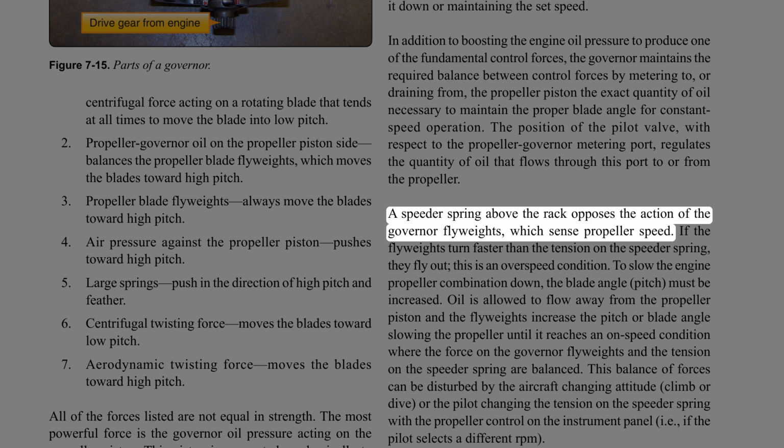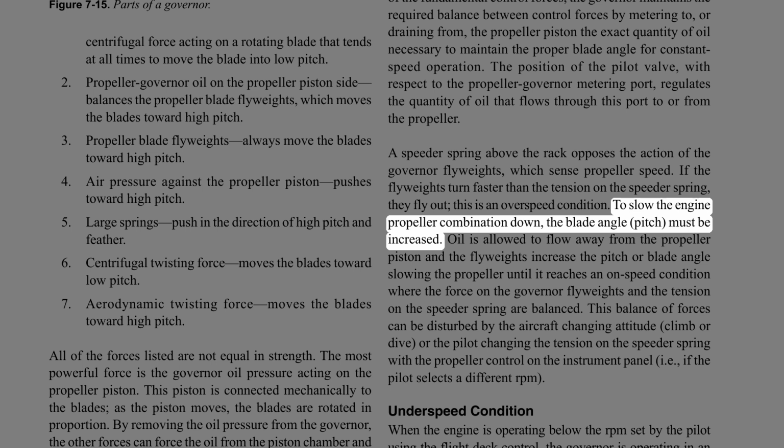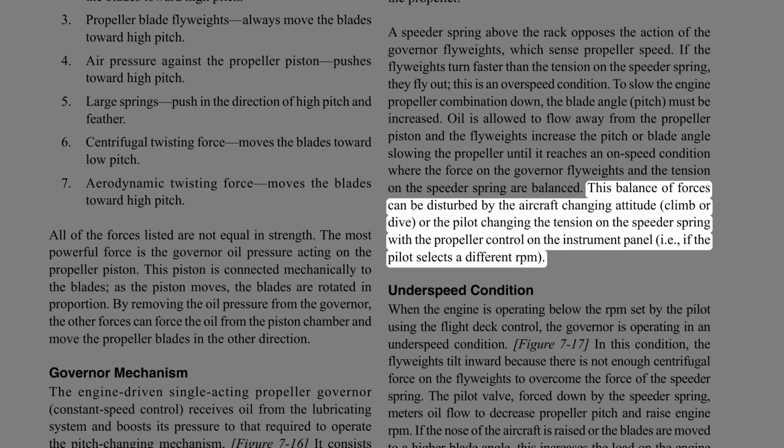A speeder spring above the rack opposes the action of the governor flyweights, which sense propeller speed. If the flyweights turn faster than the tension on the speeder spring, they fly out. This is an overspeed condition. To slow the engine-propeller combination down, the blade angle, or pitch, must be increased. Oil is allowed to flow away from the propeller piston and the flyweights increase the pitch or blade angle, slowing the propeller until it reaches an on-speed condition where the force on the governor flyweights and the tension on the speeder spring are balanced. This balance of forces can be disturbed by the aircraft changing attitude, climb or dive, or the pilot changing the tension on the speeder spring with the propeller control on the instrument panel, i.e., if the pilot selects a different RPM.